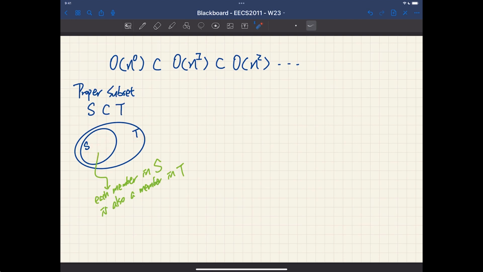The second point is actually even more important. The second point is like this. There is at least one member of T that is not a member of S.